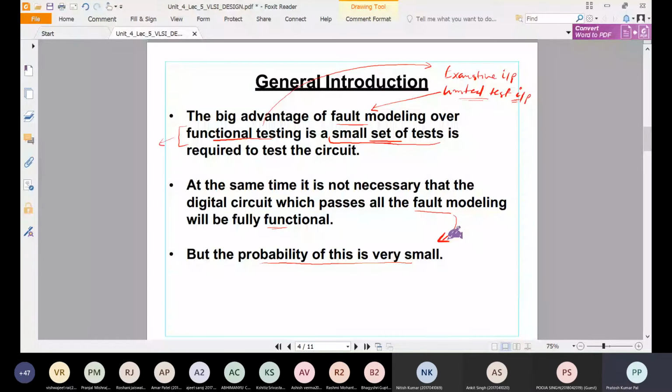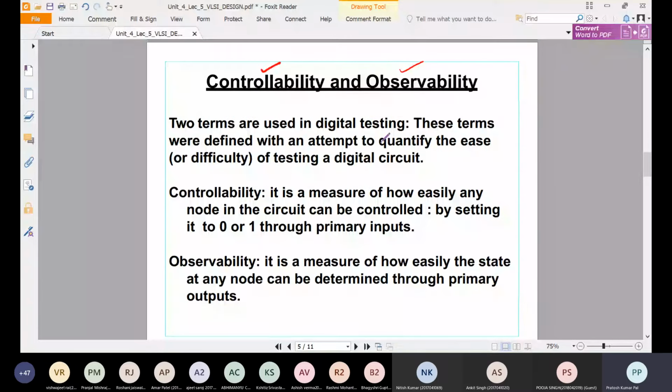There are two terms, that is controllability and observability. These two terms will be used basically in case of digital circuit testing. These terms were defined with an attempt to quantify the ease of testing a digital circuit. So whether we can test a digital circuit or not will be governed by these two terms, controllability and observability.